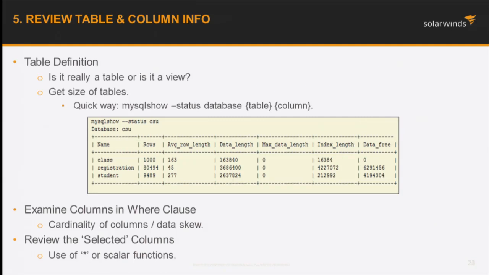Okay, so once we find those expensive steps, we've got to evaluate what they are. And in our case, it was actually student because we were doing a full table scan. So what you need to know is, is it really a table? Is it a view? You're going to have to tune the view. Or maybe you can avoid the view and go directly at the table. Get the sizes.